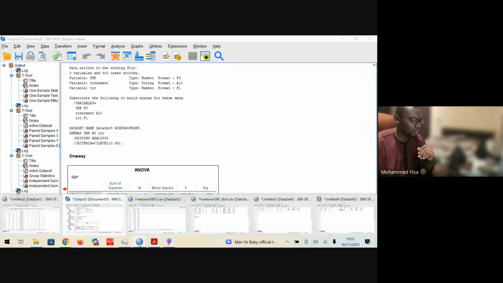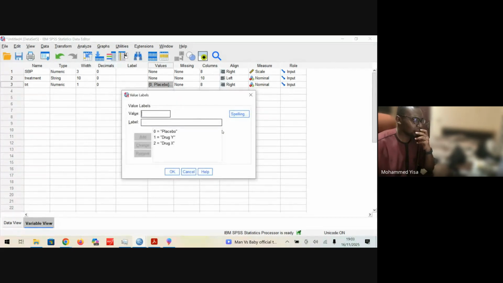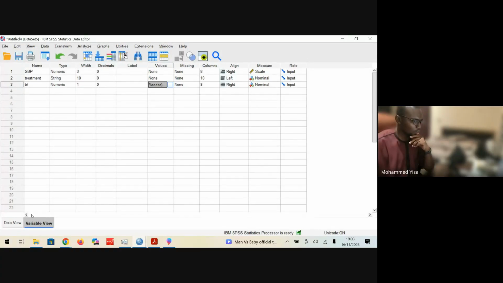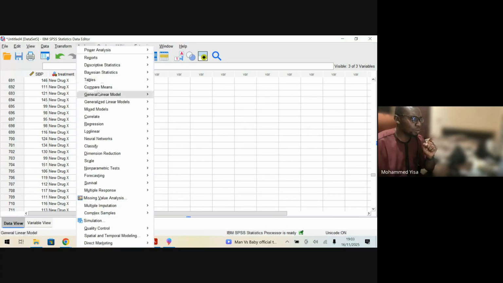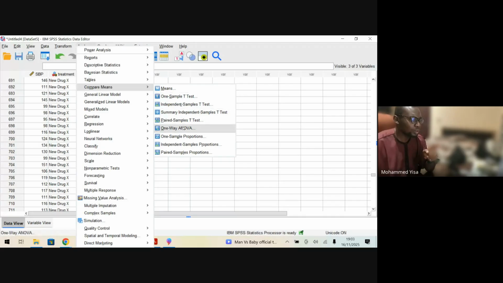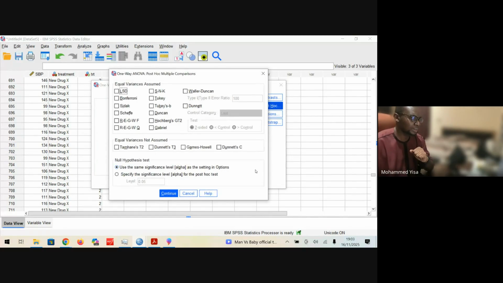So let's go back to our data view. Is this BP trial? Yes, this is BP trial, right? So we come back to Analyze, we come back to Compare Means, we come back to One-Way ANOVA. We leave everything here unchanged. And then we come here and click on Post Hoc.